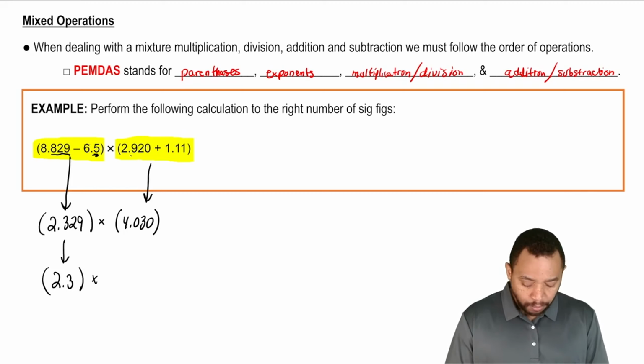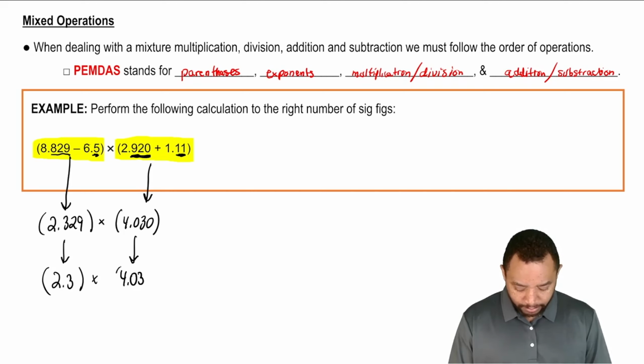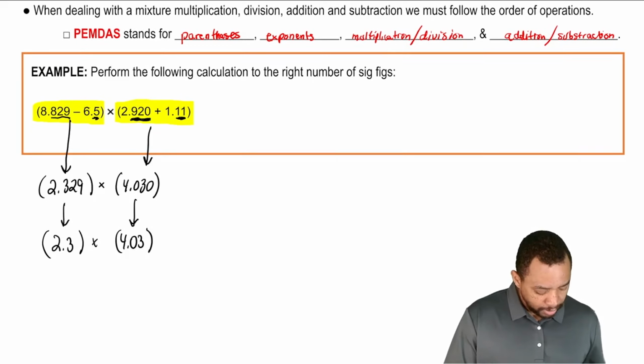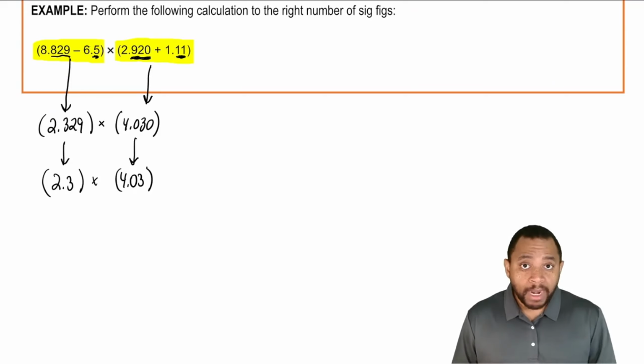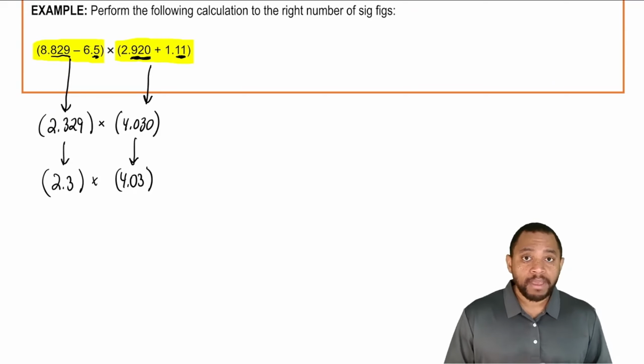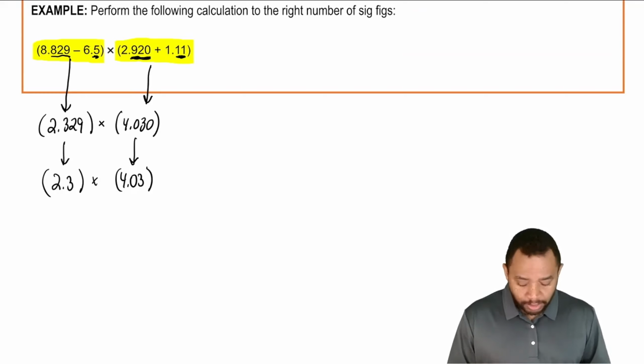Over here, we have 2.920 plus 0.11. We have 3 decimal places, 2 decimal places. So my answer has to have 2 decimal places. So this becomes 4.03. So at this point, we've done what's in the parentheses. We'd follow the rules in terms of sig figs when it's addition and subtraction.